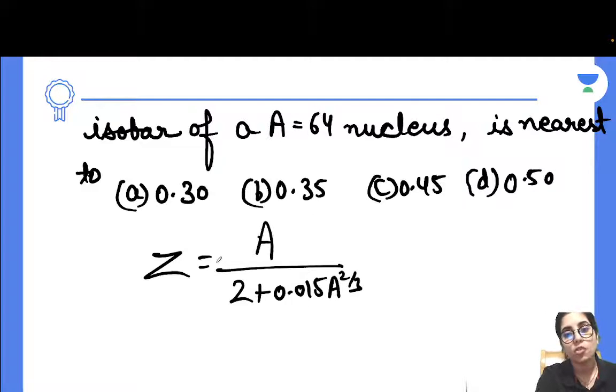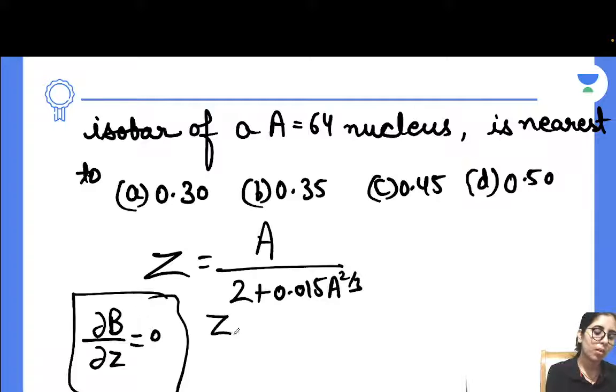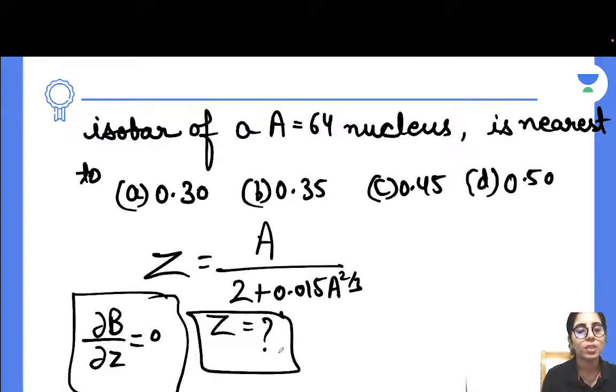But if there is any change, in that case also we have the condition, that is delta B over delta Z. Find the binding energy, partial differentiation with respect to Z, equate it with 0 and get the value of Z from there. So that will give you the most stable isobar related Z value, and that's your answer too. Let me know if there is any doubt. If you plug in the value of A as 64 in the above expression, it's quickly going to give you the answer.